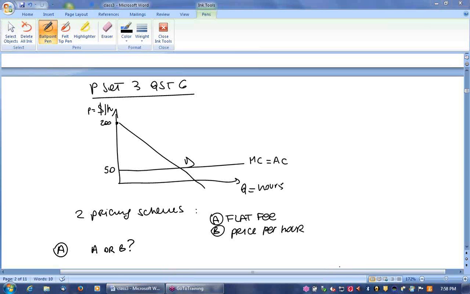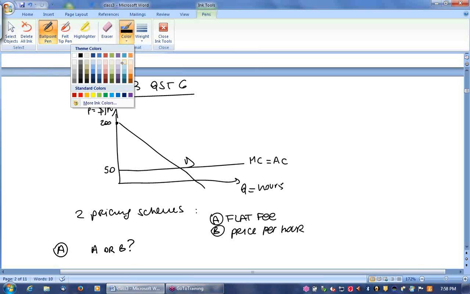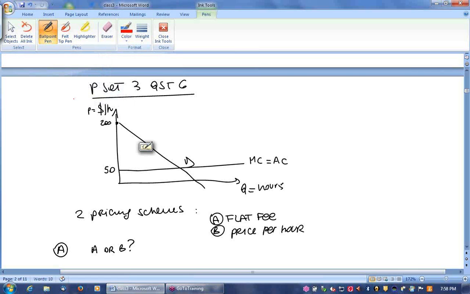Under this pricing scheme, individuals pay 0 per hour, right? Because they just pay at the beginning the flat fee. So how much they would consume, we go on the demand curve and we pick the quantity consumed for a price of 0, that is this point here. So this is Q1. So households under the flat fee would use Q1 hours of the service for a price of 0.